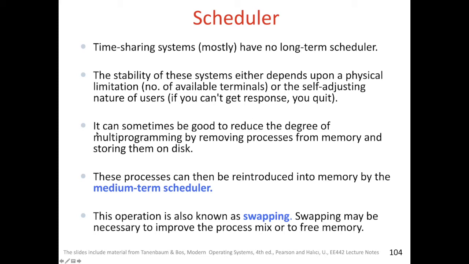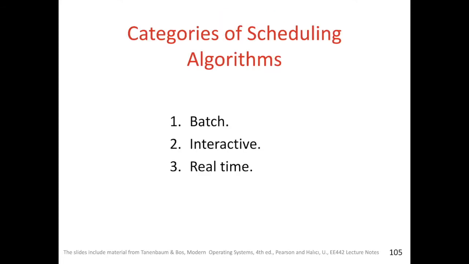It can sometimes be good to reduce the degree of multiprogramming by removing processes from memory and storing them on disk. These processes can then be reintroduced into memory by the medium-term scheduler. This operation is also known as swapping. Swapping may be necessary to improve process mix or to free memory. Categories of scheduling algorithms are as follows: 1. Batch, 2. Interactive, 3. Real-time.